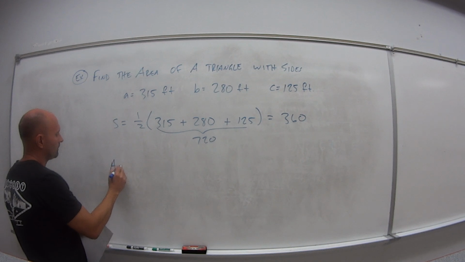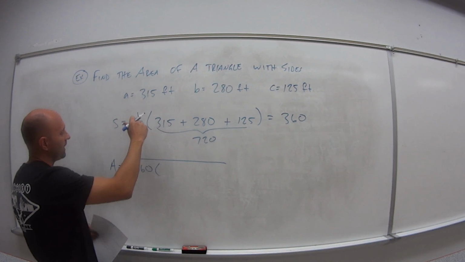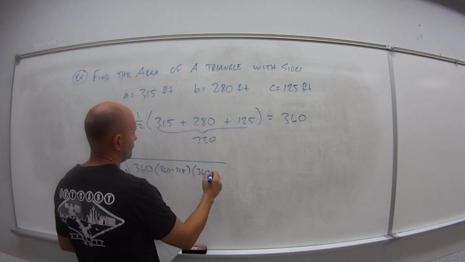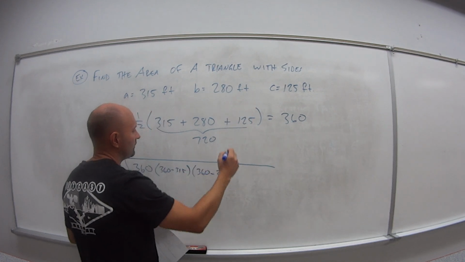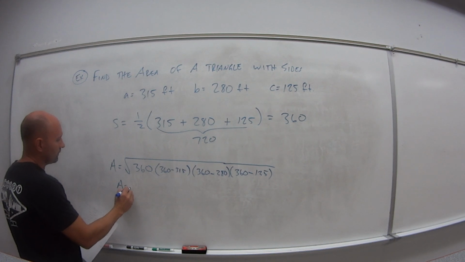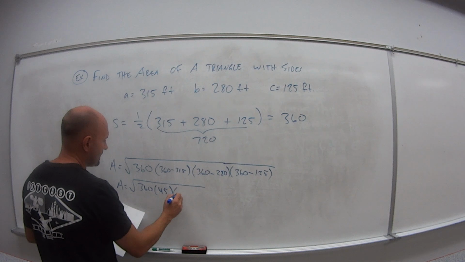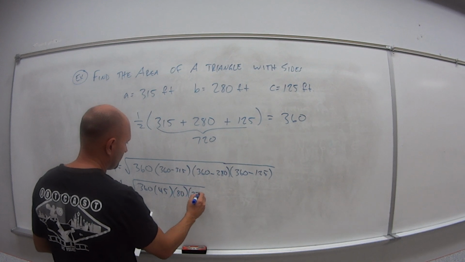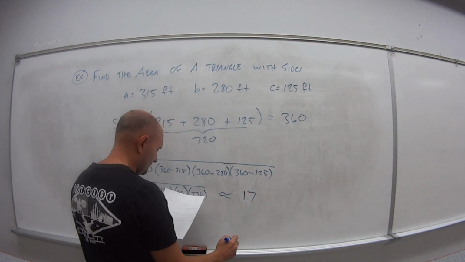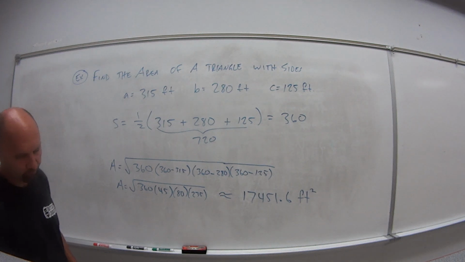So the area of the triangle is the square root of 360, S, times S minus A, so 360 minus 315, times S minus B, 360 minus 280. And then S minus C, so 360 minus 125. So this gives you the area is equal to the square root of 360 times 45 times 80 times 235. And when you do this, you multiply all those together, take the square root. Your area is roughly 17,451.6 square feet.